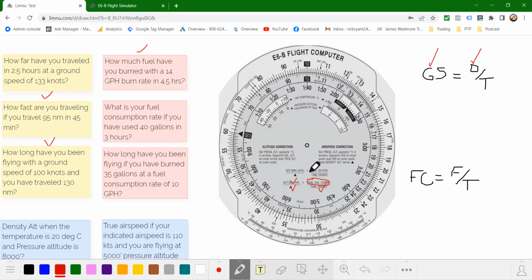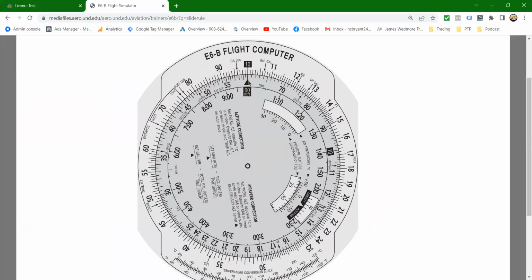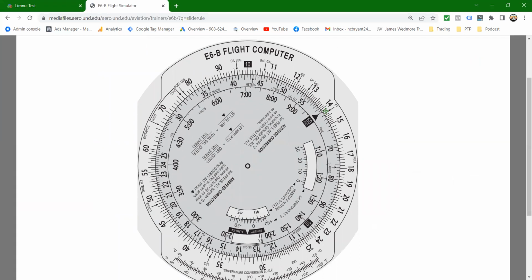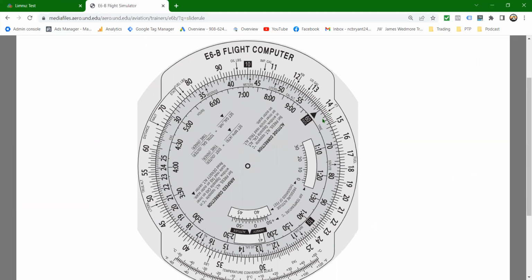So let's match our triangle up with 14 gallons per hour. All right, so here's our triangle. And remember before, with distance, this 14 would have been 140. Well, now it's 14. So again, just use common sense. Your airplane is likely not going to be burning fuel at 140 gallons per hour. It's not a jet or the space shuttle. So just use common sense, and that'll help you with knowing whether this is 14 or 140.